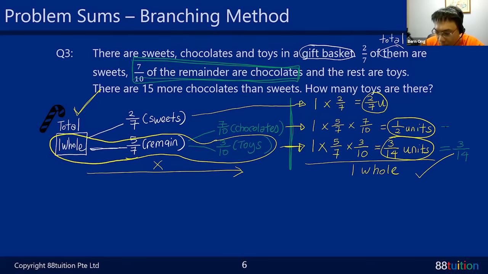How about this? Half, I can change to what? Times 7, times 7. Whatever you do to the denominator, you must do to the numerator.